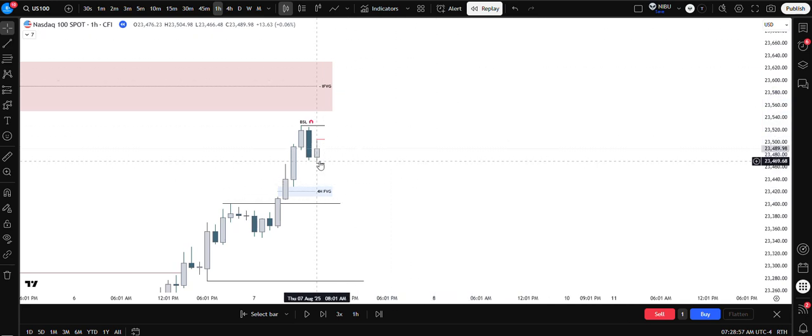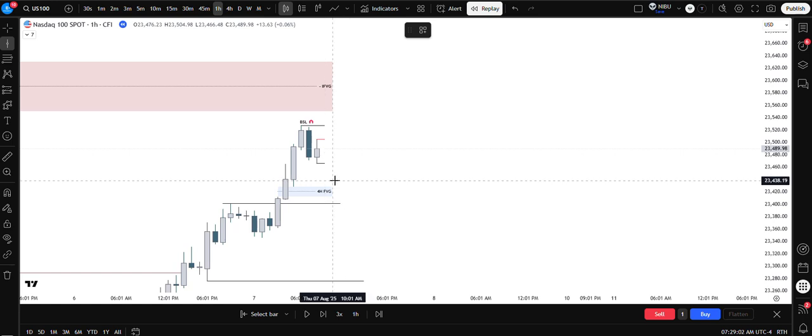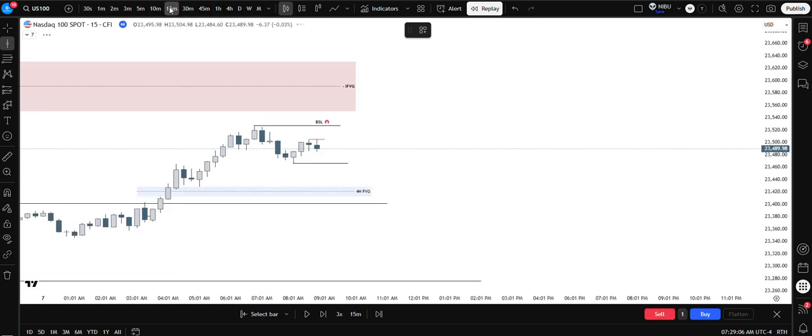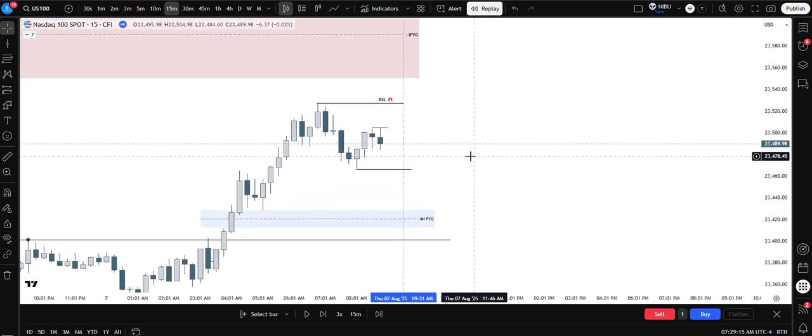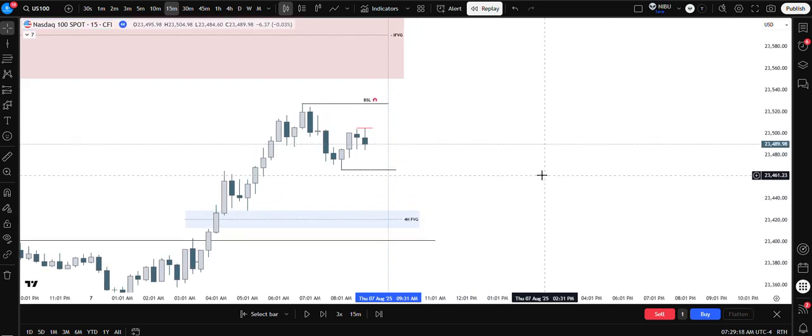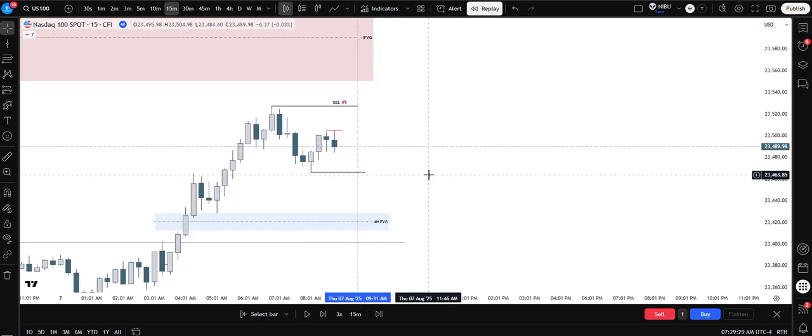Let's mark the 9:30 open here. Let's move to the lower time frame, the 50 minute, and we mark the 9:30 open here. I don't trade before New York open, I just wait for New York open. We mark the 8 AM high and 8 AM low.